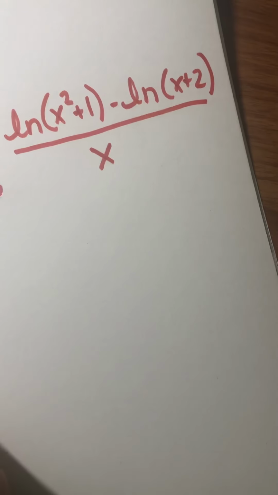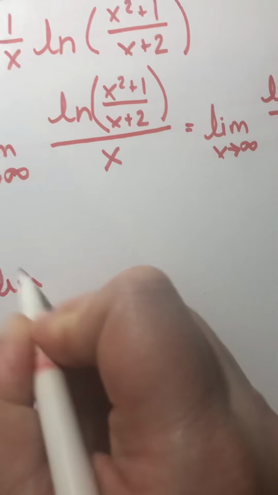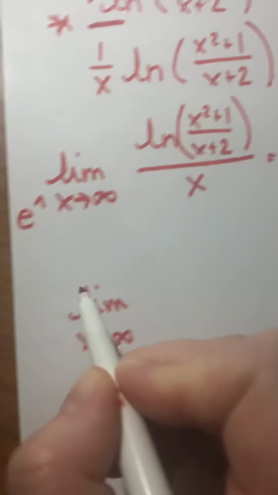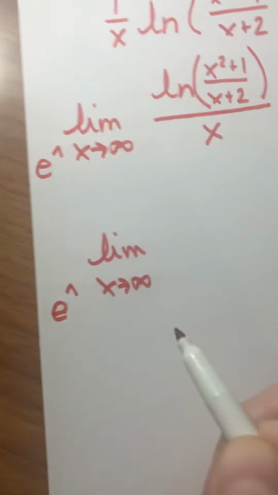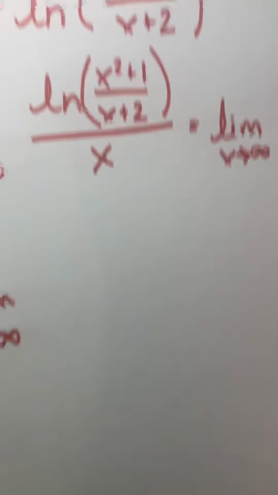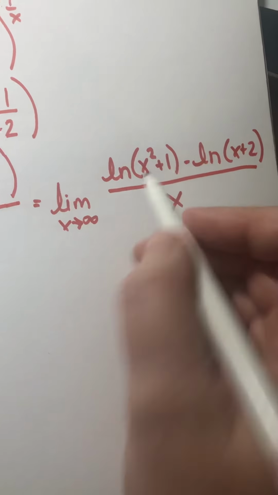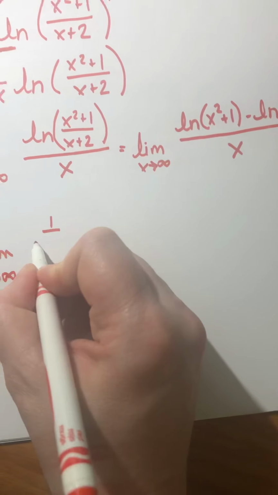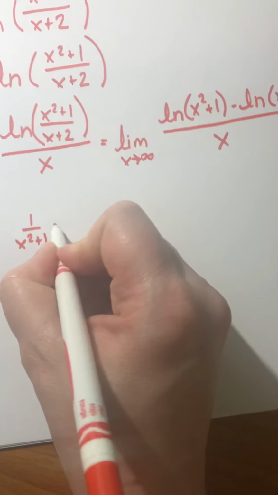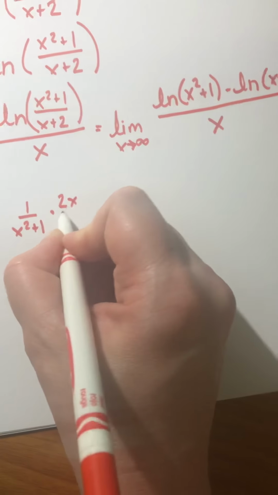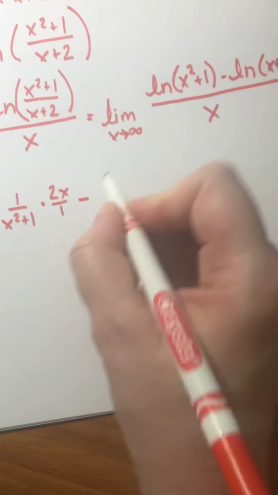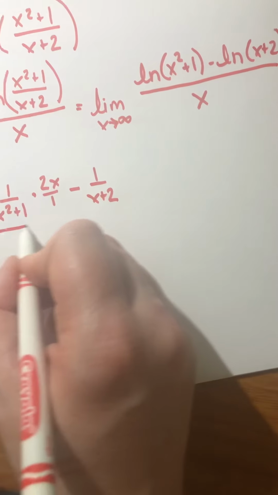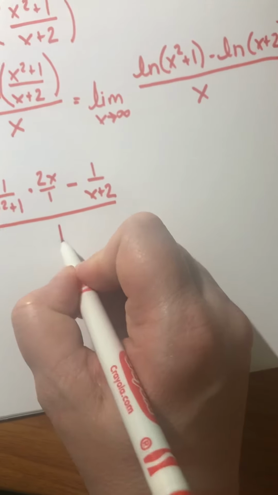So when I use L'Hopital's rule, I'm going to do the limit as x goes to infinity just so I don't lose that. And in fact, I'm going to go ahead and put this e on here because I know I'm going to do e when I'm done, and if I don't do that, I will forget about it. So now let's derive this. The derivative of this part right here is 1 over x squared plus 1 times the derivative of what's inside, which would be 2x, minus 1 over x plus 2, the derivative of that would be just 1, and then all over the derivative of the bottom, which would just be 1.